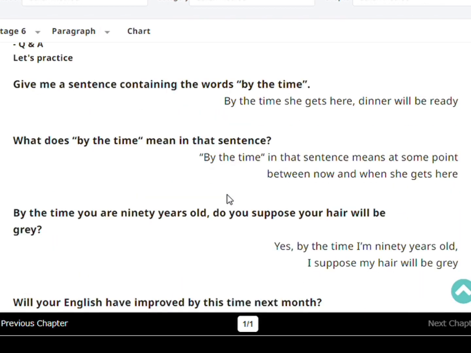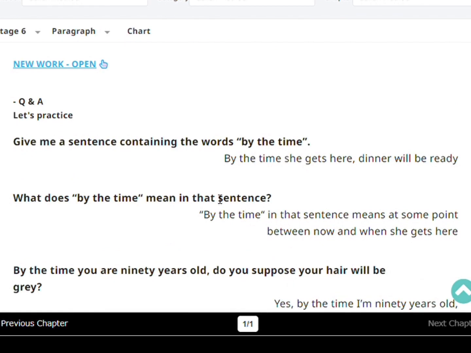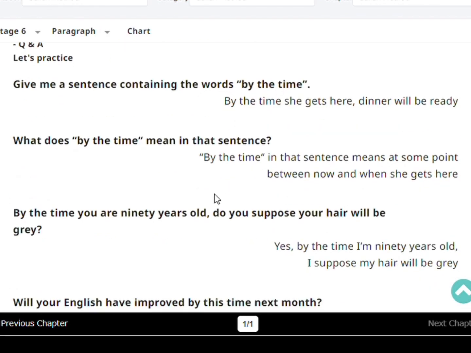What does by the time mean in that sentence? By the time in that sentence means at some point between now and when he gets here. Very good.